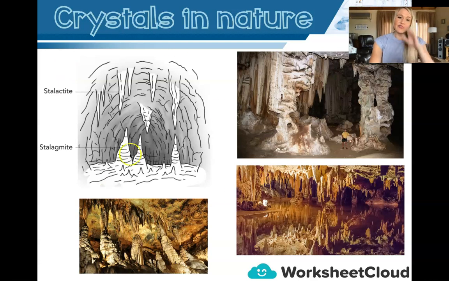So we find crystals in nature, and this is just one example of stalactites and stalagmites, and it's when limestone is dissolved and when the water evaporates, and what's left are these crystals, these beautiful crystals, just like your crystals that you're going to make with your sugar. These crystals are left behind from the evaporation of water, and we have these beautiful columns that we find in caves all over the world.